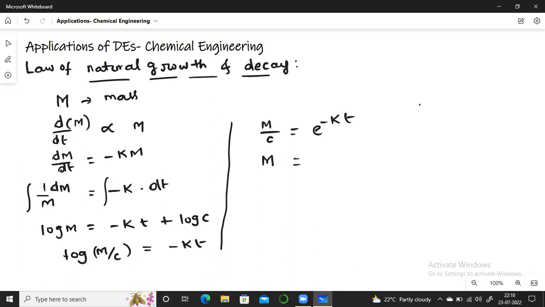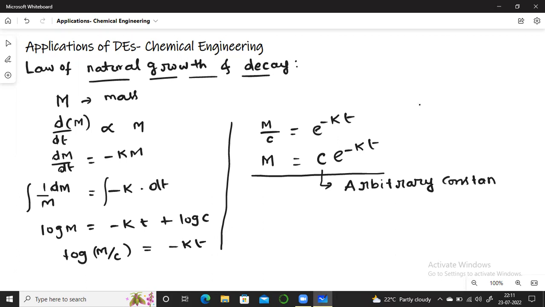So the mass of the body with respect to time is equal to c into e to the power minus kt. This is how the mass of a particular chemical element, or whatever the body is, varies with respect to time. This is the equation. Here c is an arbitrary constant, and only one constant will be there because of one energy storing element. K is a real constant, t is the time, m is the mass of the body.